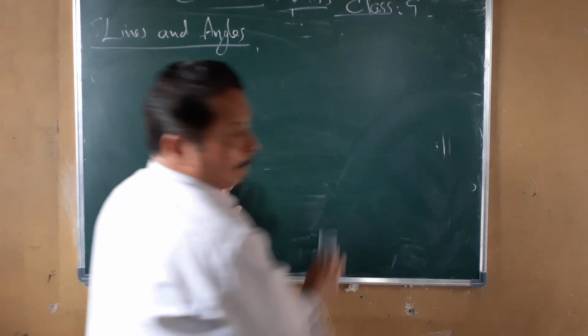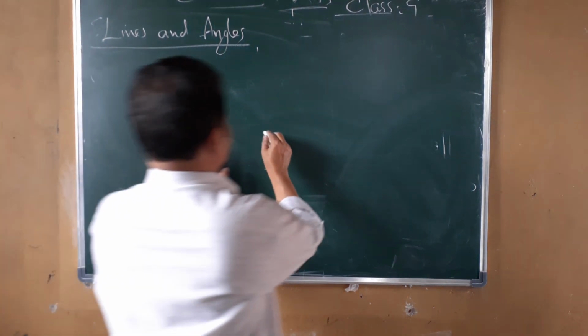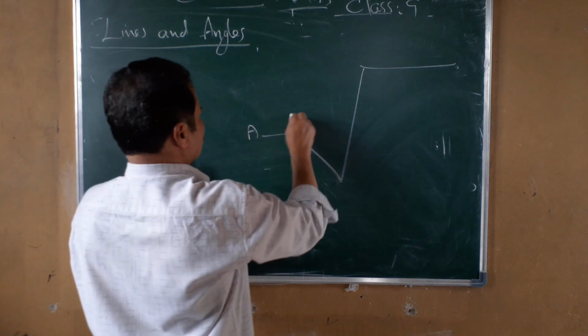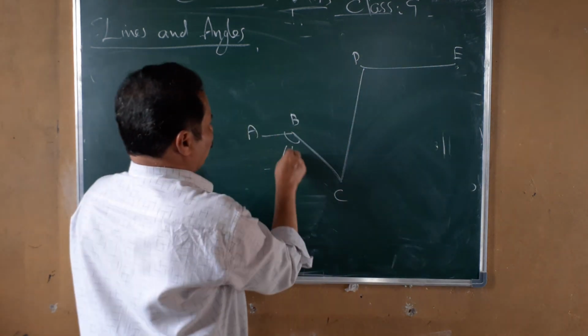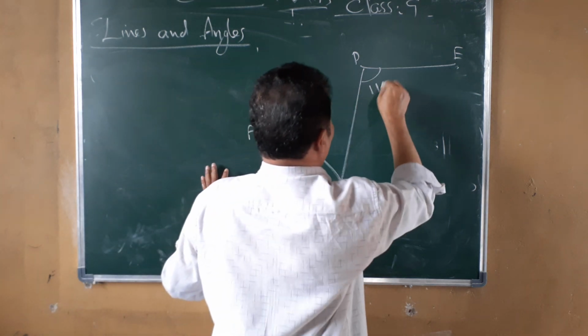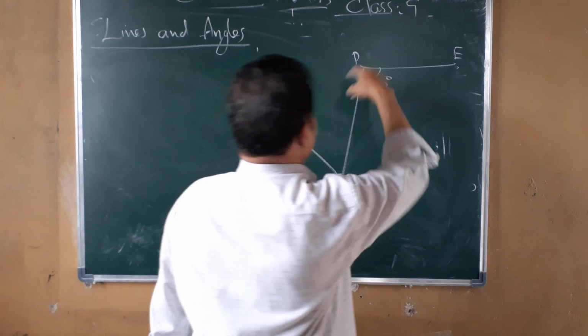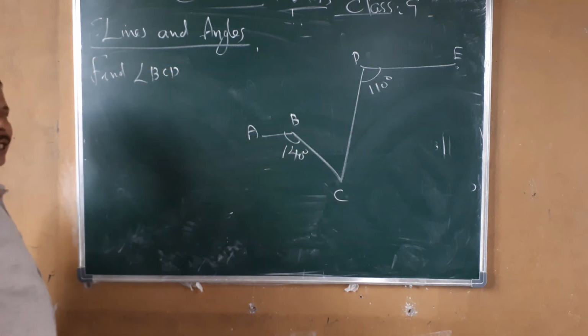Next, in the same page, that is 104, there is another question. Look at here. Here it is given 140. Here it is given 110. Are you ready? Your question is to find angle BCD. Angle BCD, that's the question.